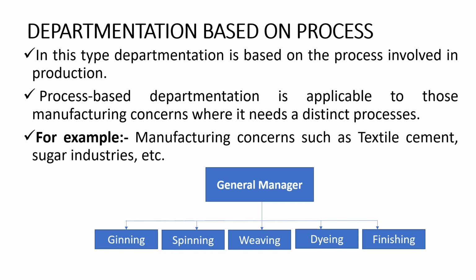For example, here we have given the processes involved in the textile industry, with a general manager who is managing the activities of different processes: ginning, spinning, weaving, dyeing, finishing, etc.